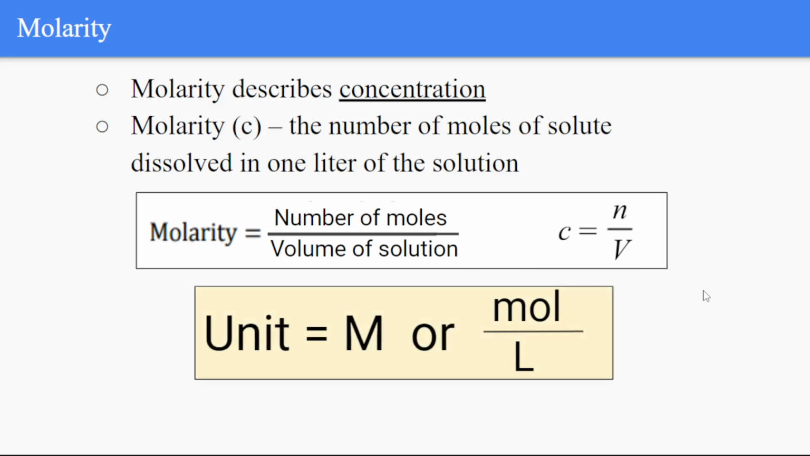Now the unit can either be capital M or it could be moles per liter. And you might actually see it sometimes as maybe micromolar or millimolar. That's what that capital M is, molar. Some prefix before that, or maybe some prefix before mole, or maybe some prefix before liter. But typically, it's capital M or moles per liter.